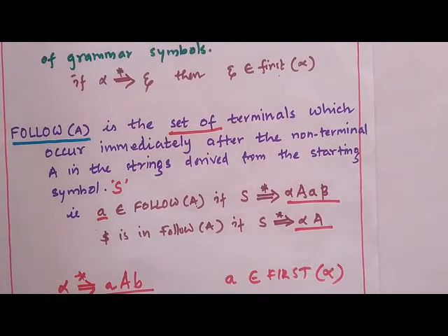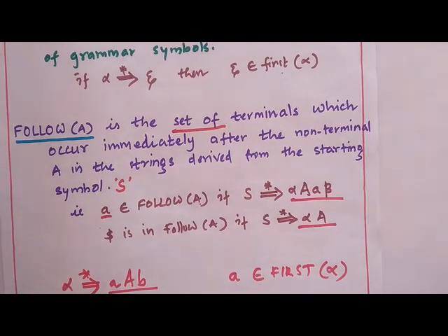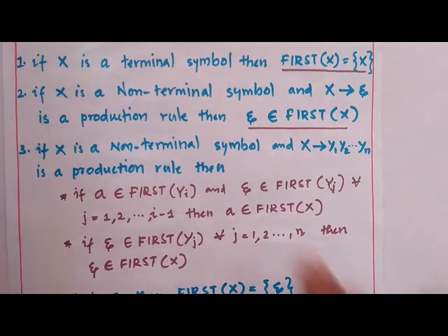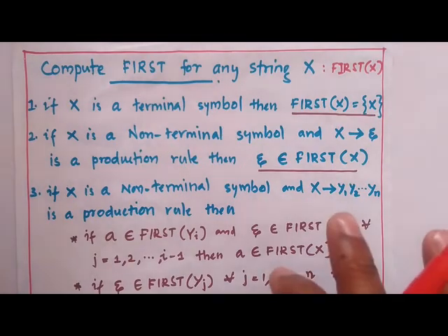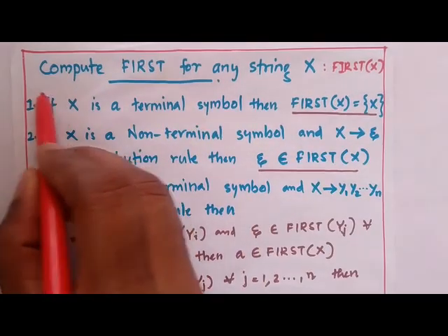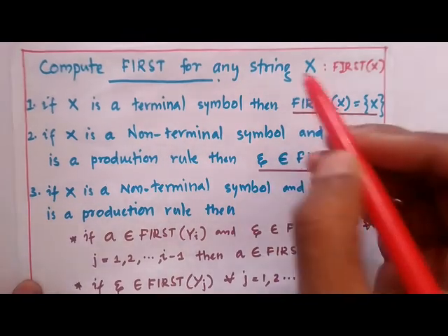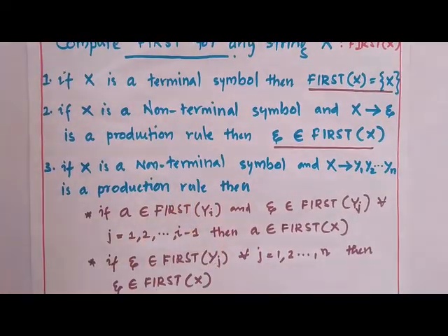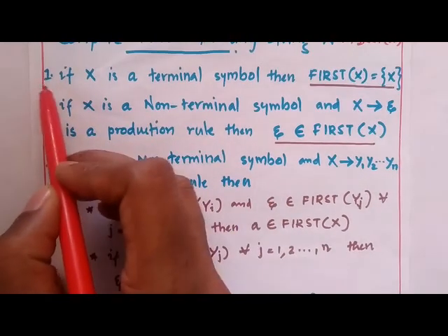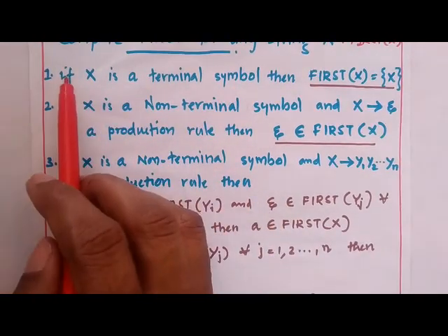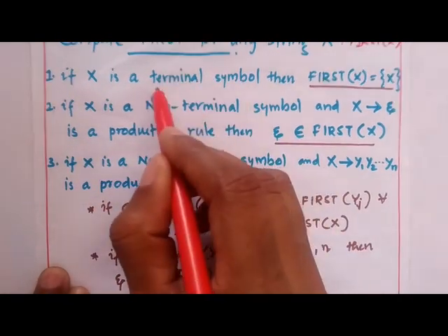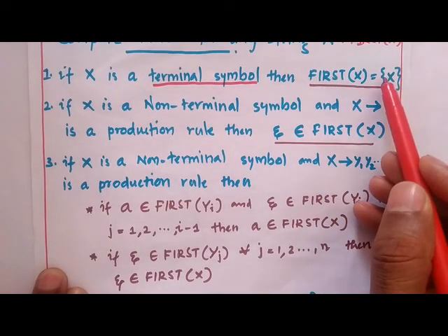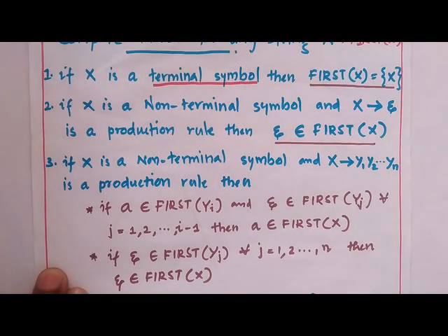The next thing is how to compute first of a string X. There is an algorithm we can use to compute first of any string X. There are 5 steps, and it is very simple. The first step: if X is a terminal symbol, then first of X is equal to the set containing X, since X is a terminal symbol.